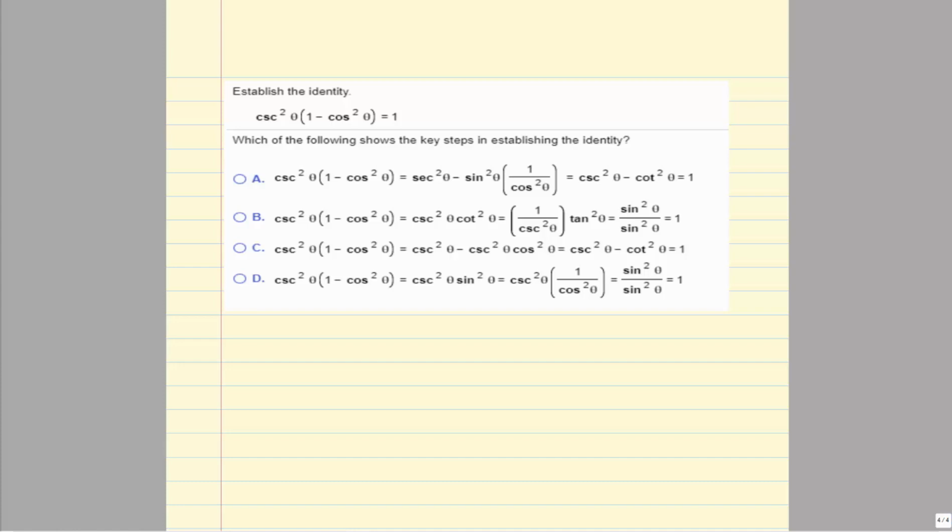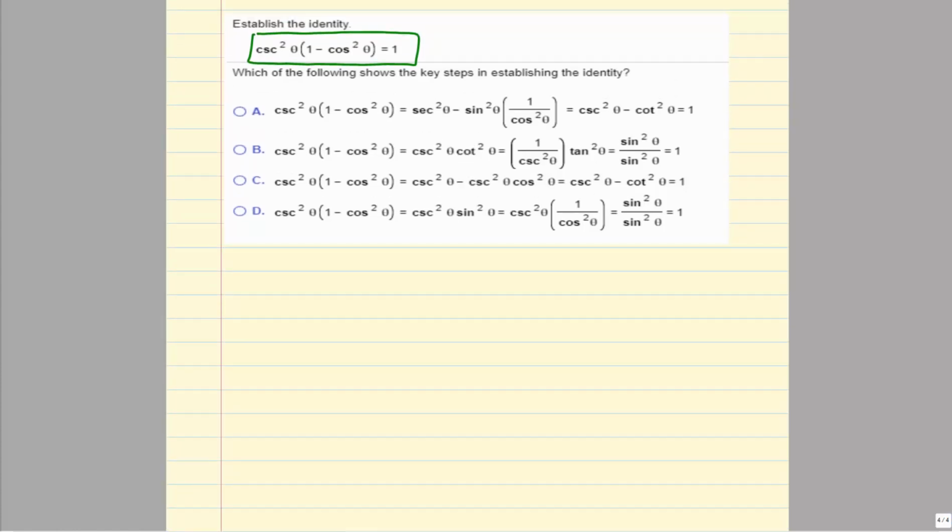So this is the problem that you might see in my math lab. Now usually on a test, you would just be given this piece right here, and then asked to work through and establish the identity however you want. You wouldn't have these A through D options to look at. You could just go ahead and freelance your work, because there is more than one way to approach this. Now my math lab is saying, which of the following shows the key steps in establishing the identity?